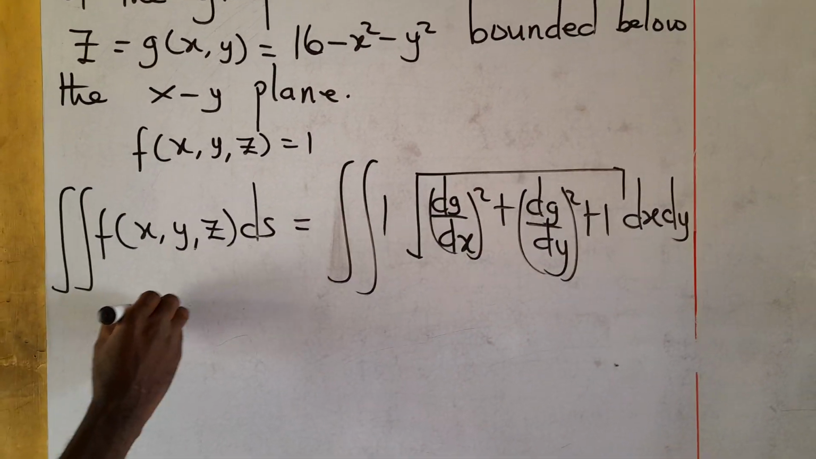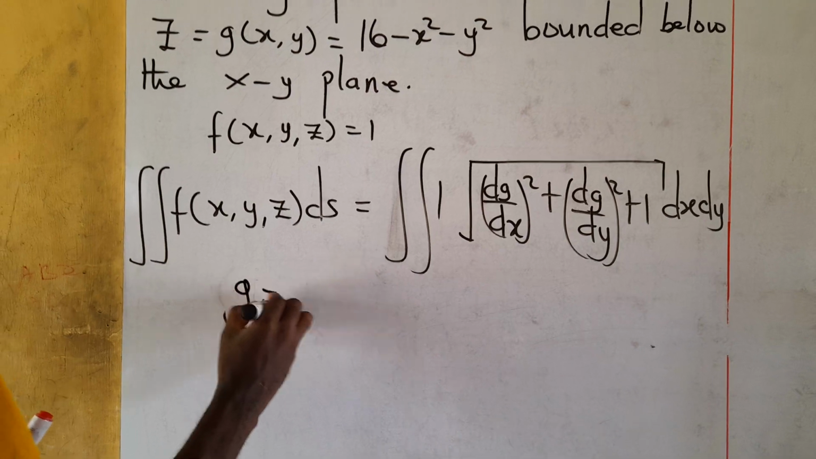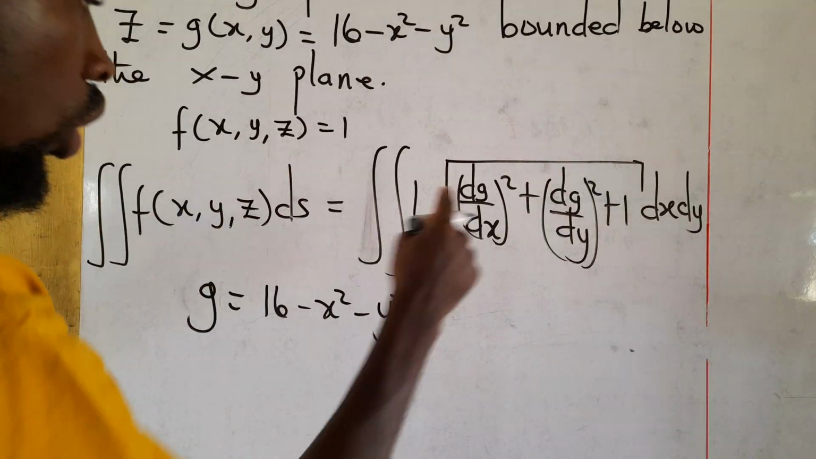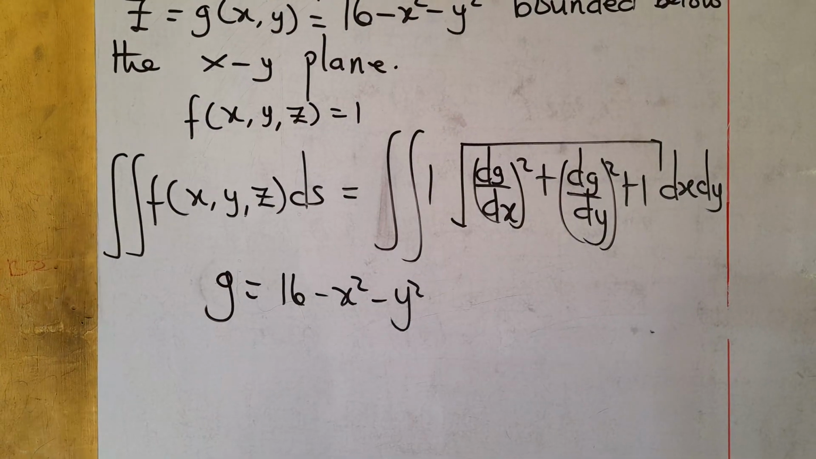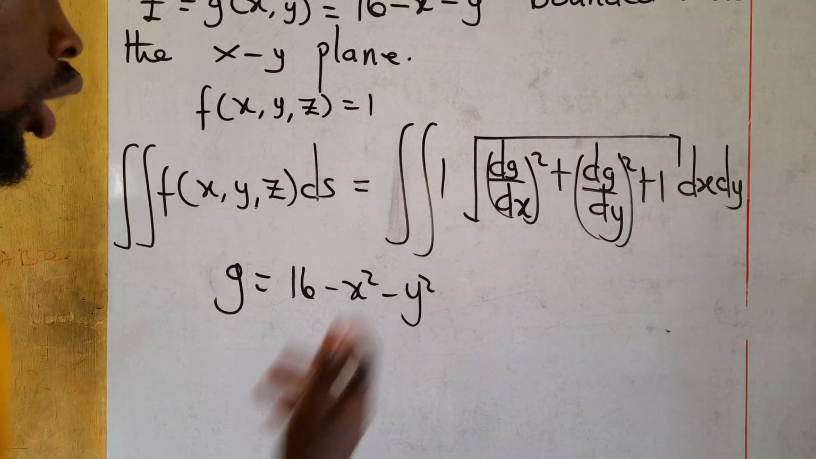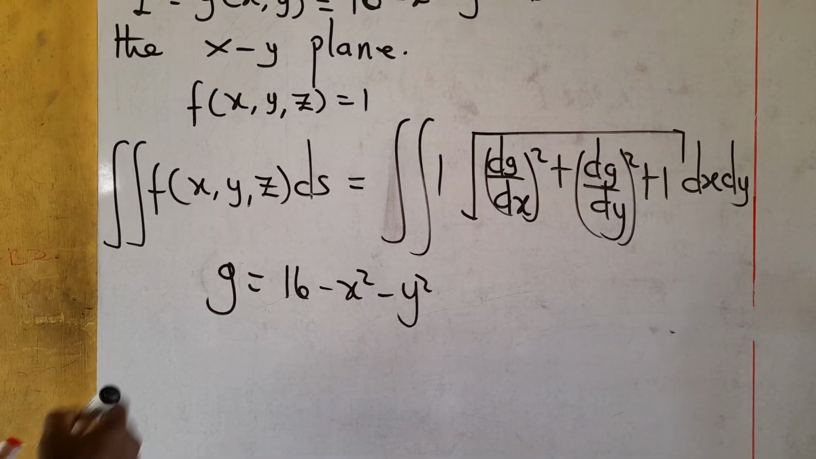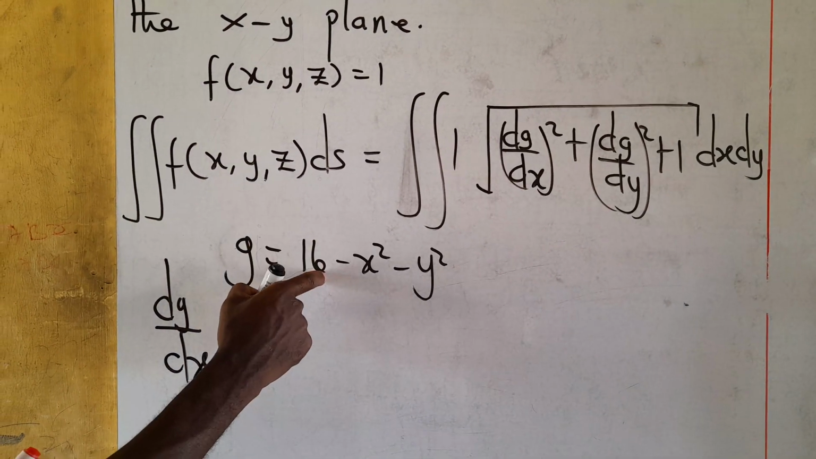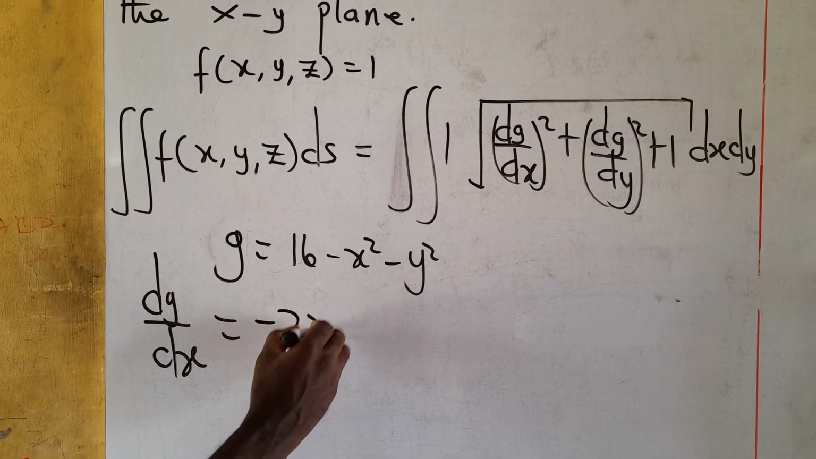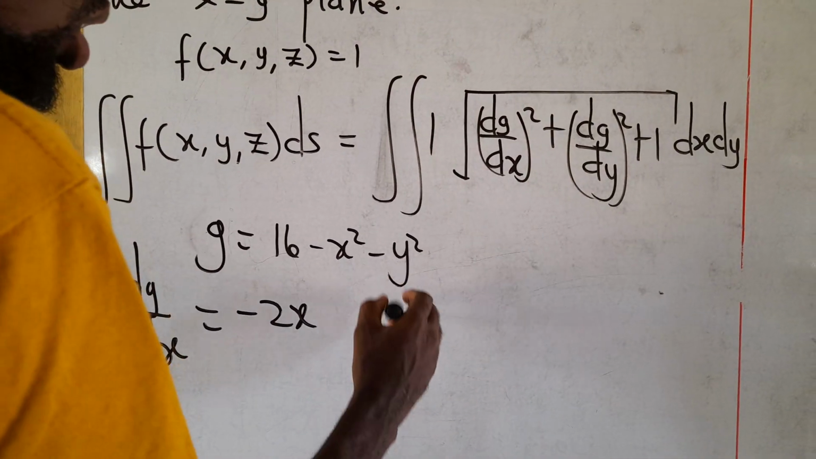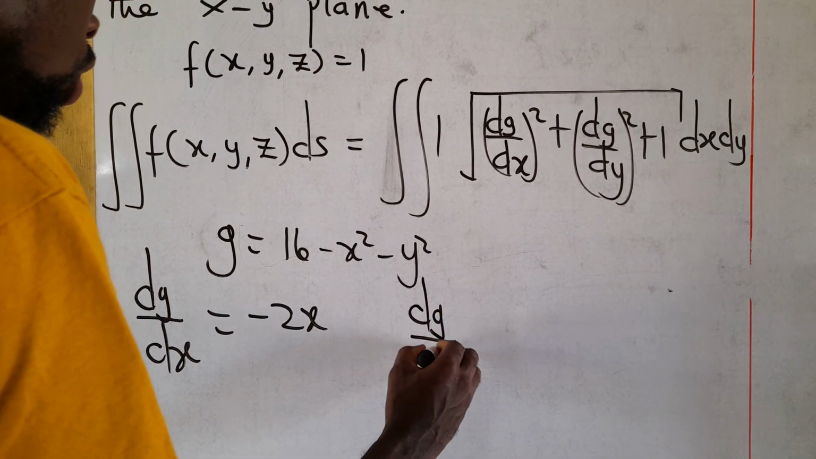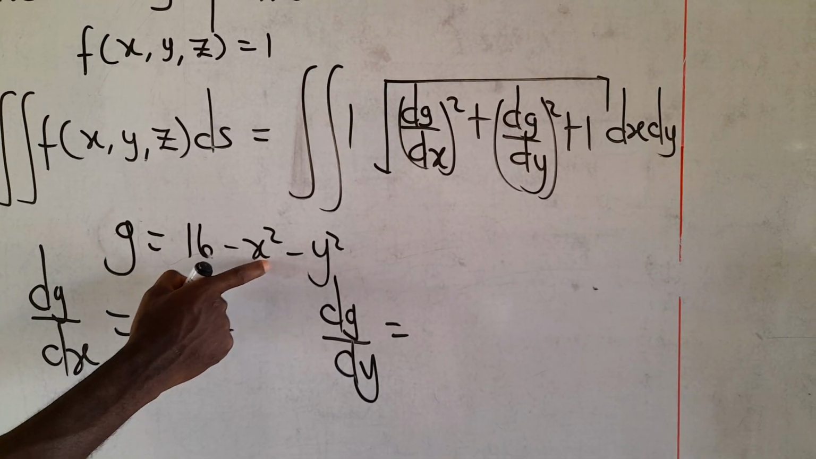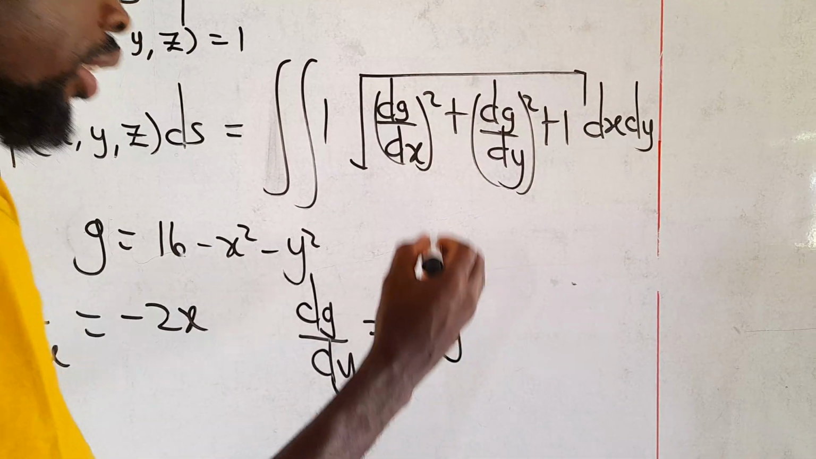And what's our g? Our function g is given as 16 minus x squared minus y squared. So dg over dx is just the partial differentiation of this function with respect to x, and dg over dy is the partial differentiation with respect to y. So dg over dx will be equal to, this is constant, so 0, this will be minus 2x, and this will also be 0. Then the partial differentiation of g with respect to y will be 0 since it is constant, 0 since it is constant, then minus 2y.